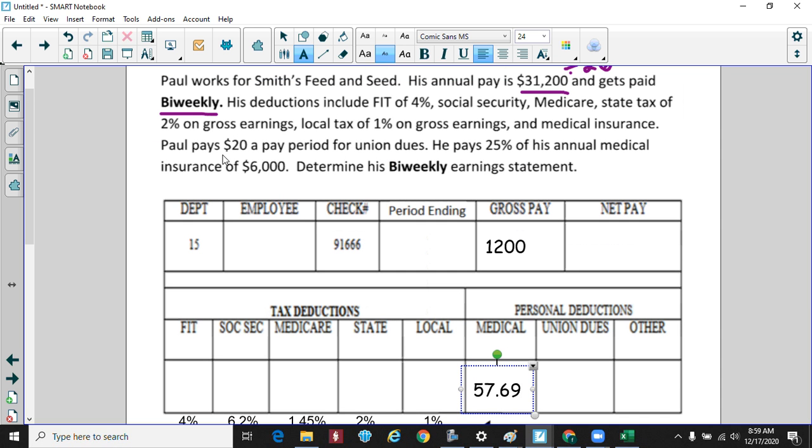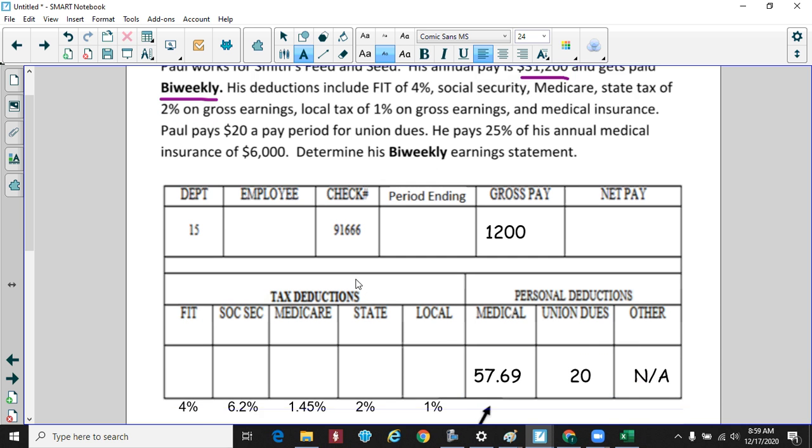And then let's go back. Oh, he pays $20 to a union. So that's a deduction, $20. And I don't see anything else. All right, so this other is going to be an NA. Sometimes it's an NA, sometimes it's not.